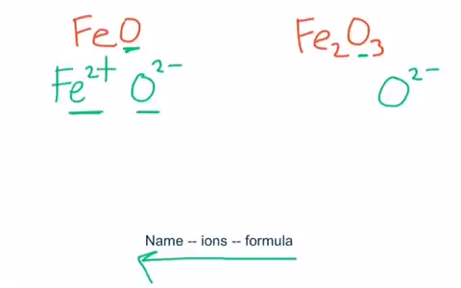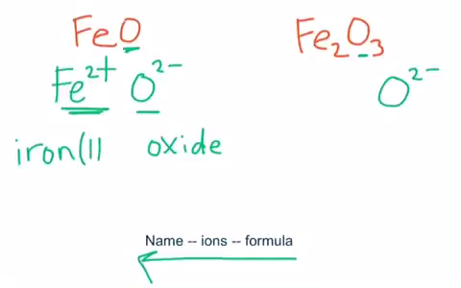Now, if oxygen is 2 negative, that means that my iron here, to make this electrically neutral, has to be iron 2+. So now I've got my ions, and I'm ready to name this iron oxide, but the piece I use to tell me which iron I have is I'm going to put parentheses with a Roman numeral of 2 following the iron.